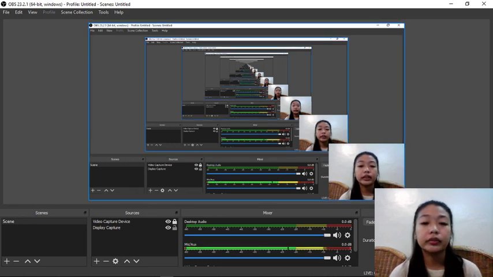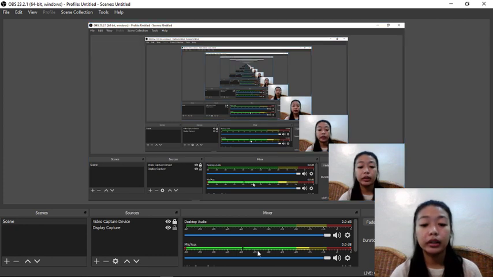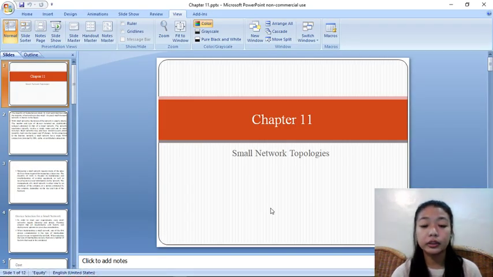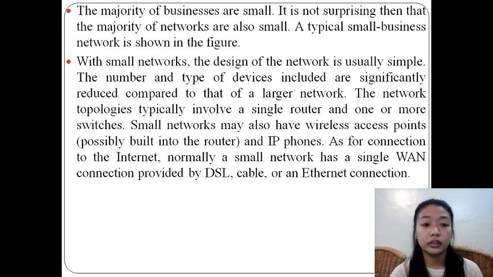So for the next video, we will discuss the summary of Chapter 11, entitled Small Network Topologies. The majority of businesses are small. It is not surprising then that the majority of networks are also small. A typical small business network is shown.